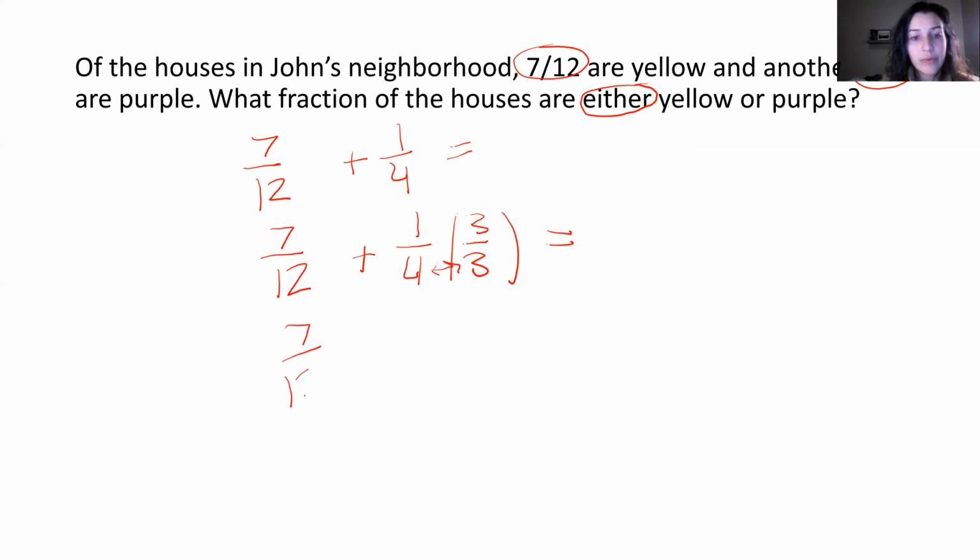So continuing on, we have 7/12, and now let's add, multiplying the numerator. 1 times 3 is 3, and then the denominator, 4 times 3 is 12. And now that we have a like denominator that stays constant in the solution, we just have to add straight across. So 7 plus 3 is 10. So we know that 10 out of the 12 houses are either yellow or purple.